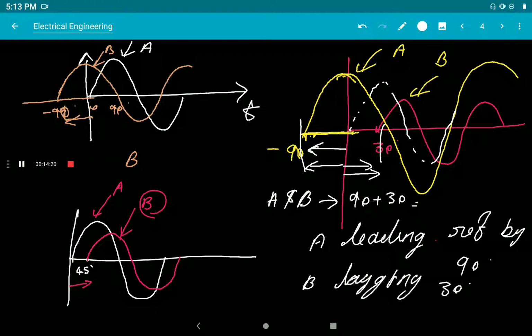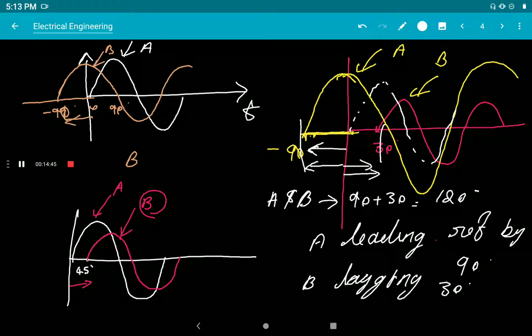So the total phase difference between A and B is 120 degrees. That is how it is calculated. So this is the phase of a sine wave. Phase of a sine wave is the angular measurement relative to the reference waveform. So we can find the phase difference between two waveforms by comparing with the reference waveform or with respect to each other.